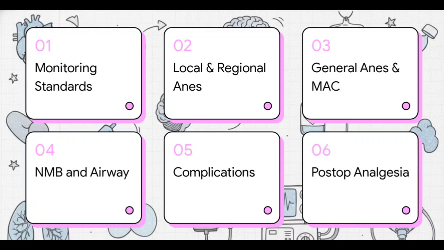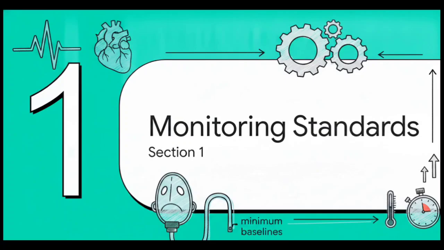1. Anesthesia monitoring standards. 2. Local and regional anesthesia. 3. General anesthesia and MAC. 4. Neuromuscular blockade and airway. 5. Complications and emergencies. And finally, 6. Postoperative analgesia. Let's go. Section 1.